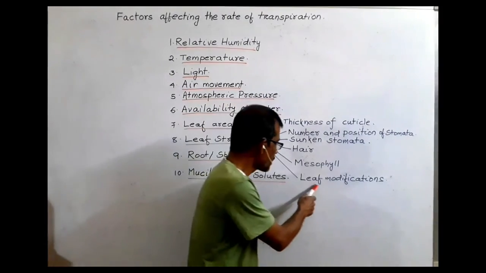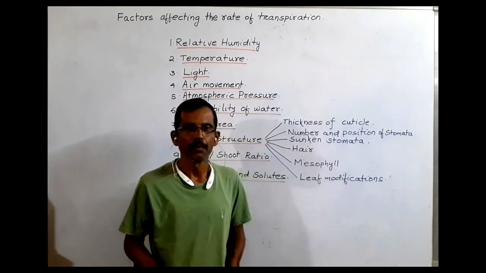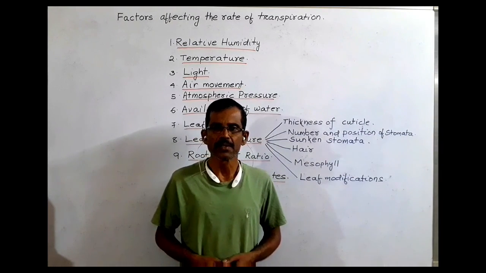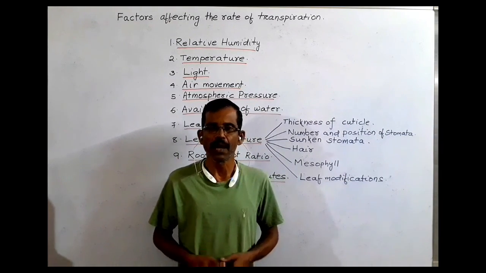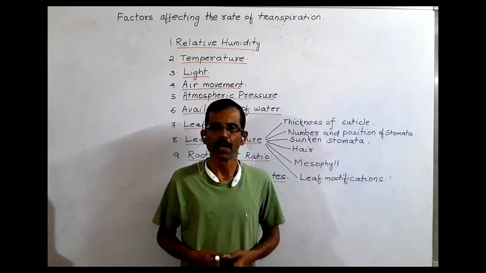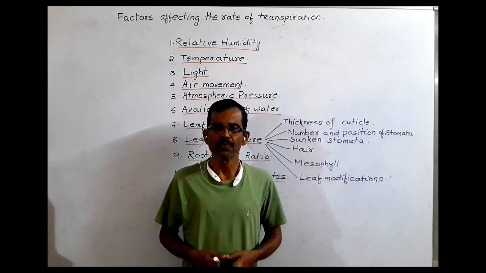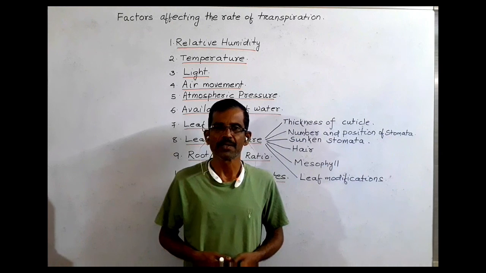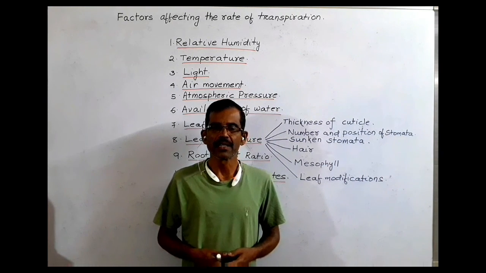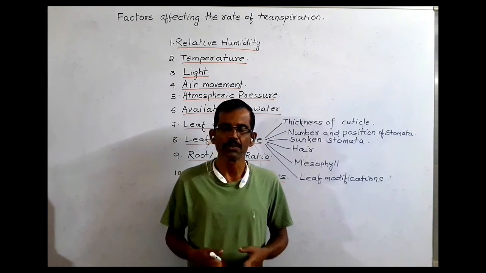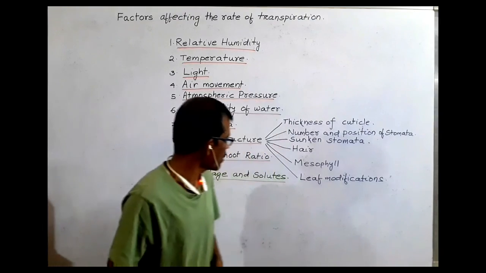Next factor is leaf modifications. Prickles, spines, scaly leaves, phyllodes and phylloclades are all modifications present in the xerophytic plants. These modifications help to reduce the rate of transpiration. In xerophytes, the leaves are small and the leaves have leathery texture. This also reduces the rate of transpiration.